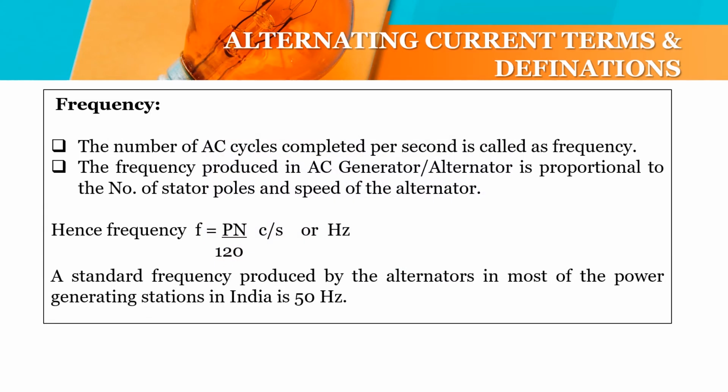Frequency. The number of AC cycles completed per second is called frequency. The frequency produced in AC generator alternator is proportional to the number of stator poles and speed of the alternator. Hence, frequency F equals P into N by 120, in cycles per second or Hertz. A standard frequency produced by the alternators in most of the power generating stations in India is 50 Hz.